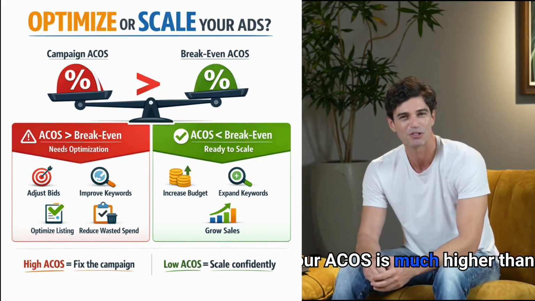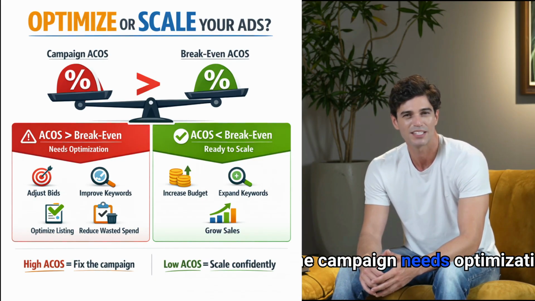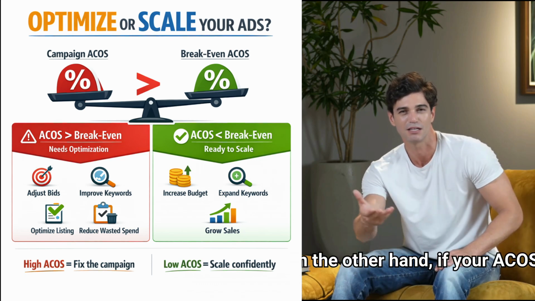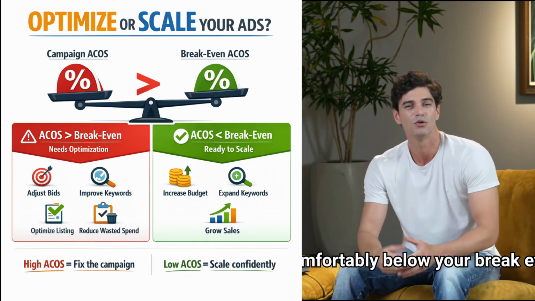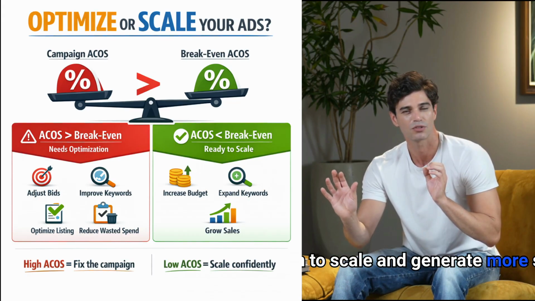If your ACOS is much higher than your break-even ACOS, it is a clear signal that the campaign needs optimization. On the other hand, if your ACOS is comfortably below your break-even level, it means your campaign may have room to scale and generate more sales.